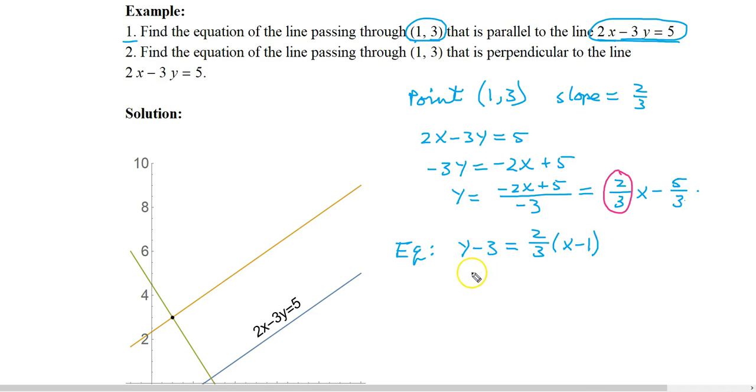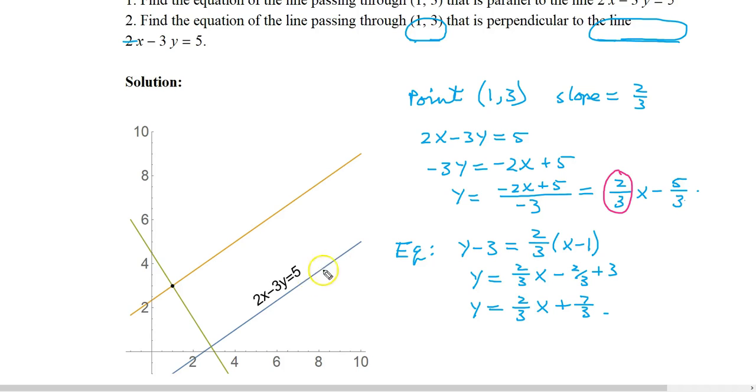And what we would get is, keep in mind 3 here, finding a common denominator. That's 9/3 minus 2/3, so that's going to be plus 7/3. And there's the equation of our parallel line. And graphically, we have that over here.